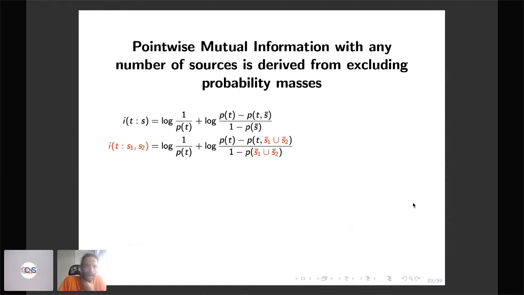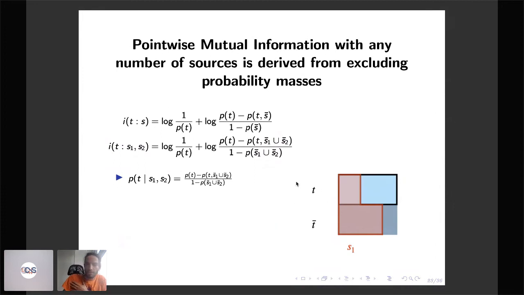So if we talk about S1 and S2, S1 is the atmospheric pressure, and let's say S2 is the temperature here. We want to see what information S1 and S2 have about T, whether the weather is going to be sunny or rainy. So let's say this is T when the weather is sunny, and this is when the weather is rainy. This is S1 that tells us that we have a low atmospheric pressure, and this tells us that we have a high temperature. So we have a low atmospheric pressure, but we have a high temperature.